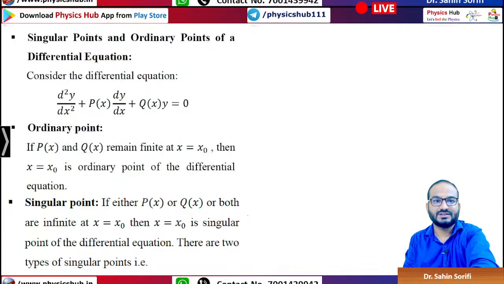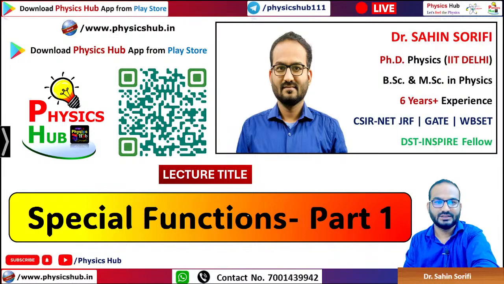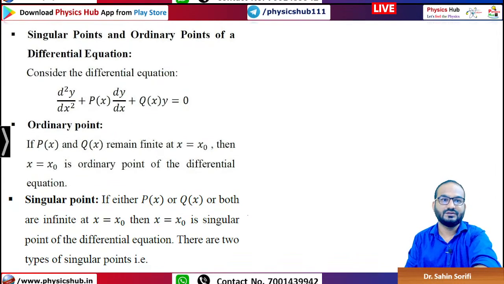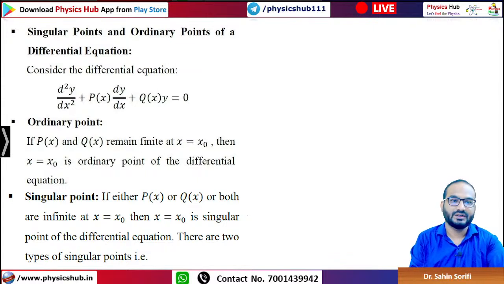The first special function which we're going to discuss is the Legendre special function. Now before going directly into special functions, we need to know about singular points and ordinary points of a differential equation.